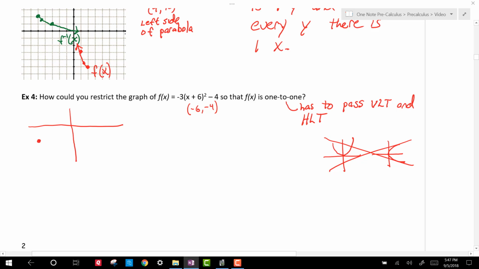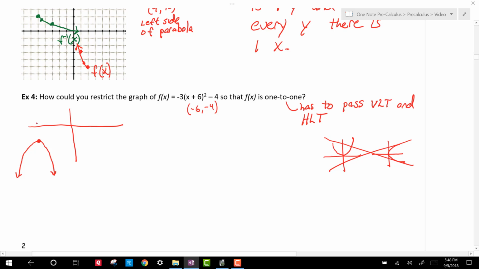The -3 tells me that I'm going to go down instead of up. And so if I were to graph this, it would look something like this. The entire parabola would look something like that. But I need to restrict this graph so that it's 1 to 1. So I can only use half of the parabola.